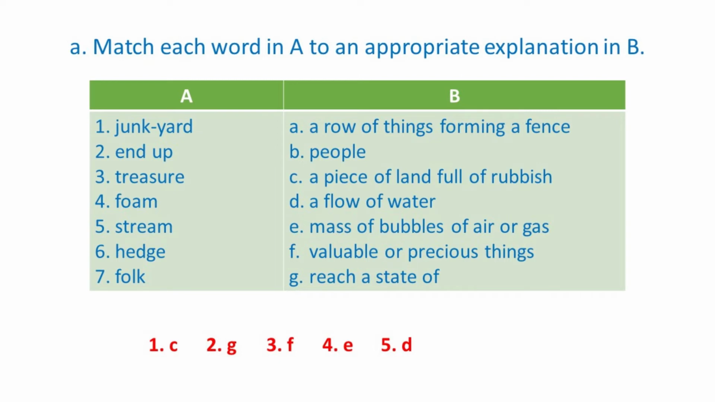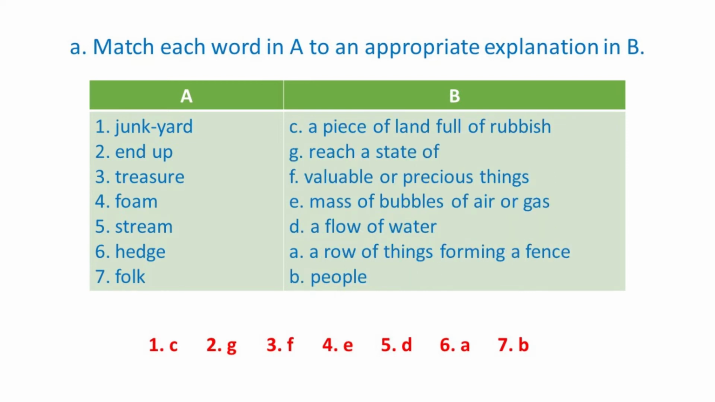6, hedge. A row of things forming a fence. And the last one, folk. B, people. Okay, now please copy the answers into your exercise book, please. Bây giờ thầy mời các em tự sửa bài vào trong sách của mình nhé.